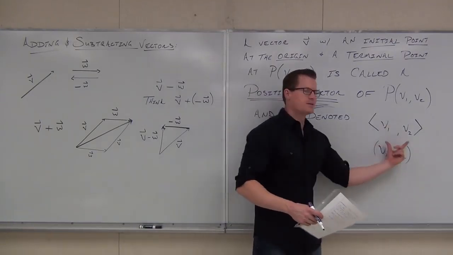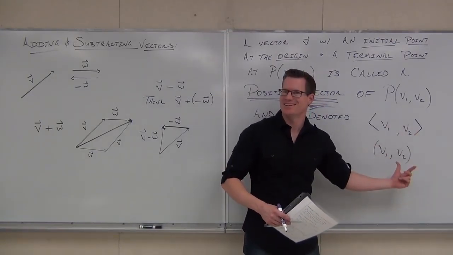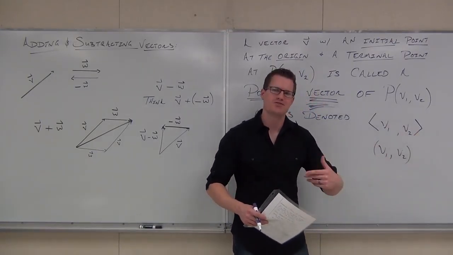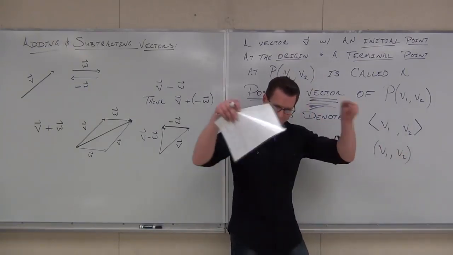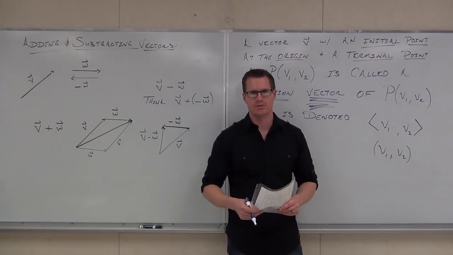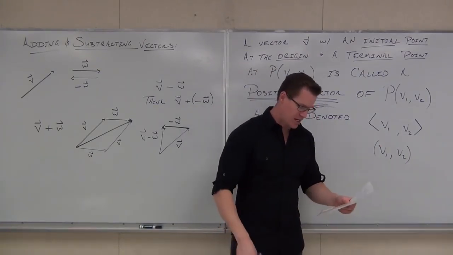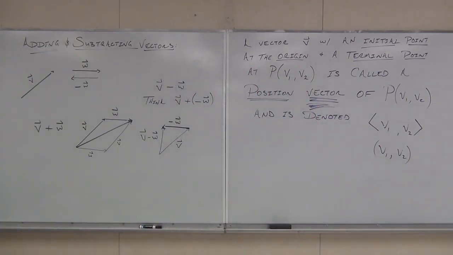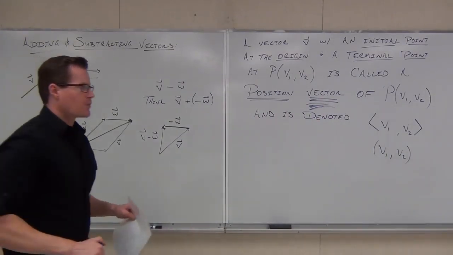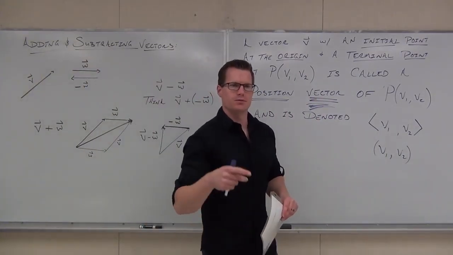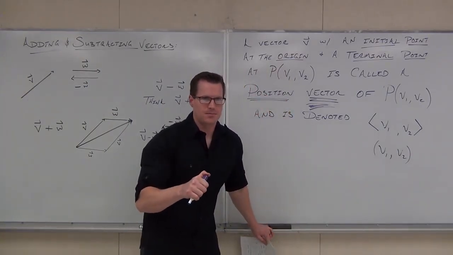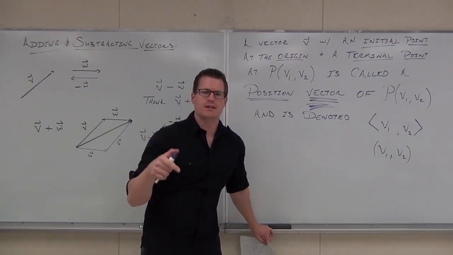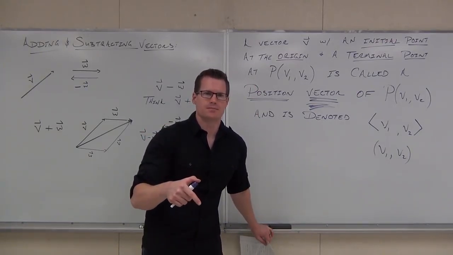Notice how the numbers are going to be the same, though. Isn't that interesting? So if I want a position vector that goes to a point, take the exact same numbers and put a bracket around it, and you automatically get a position vector. I'm going to prove it to you in just a second. We're about ready to start actually doing some vectors with this one statement right here. Any vector can be translated to a position vector.